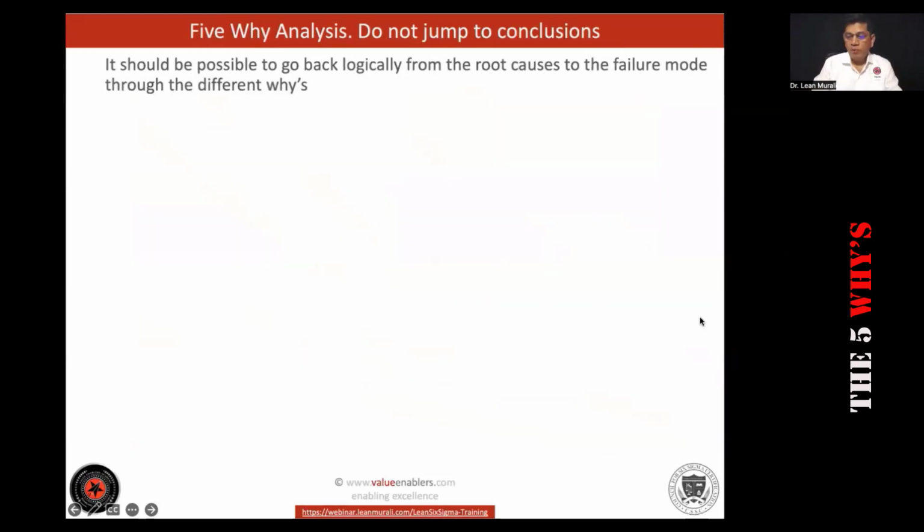Now, very important. Do not jump into conclusions. It should be possible to go back logically. Generally, people logically go in the reverse order. This is also I'm telling you from experience. Let me show how people logically go in the reverse order.